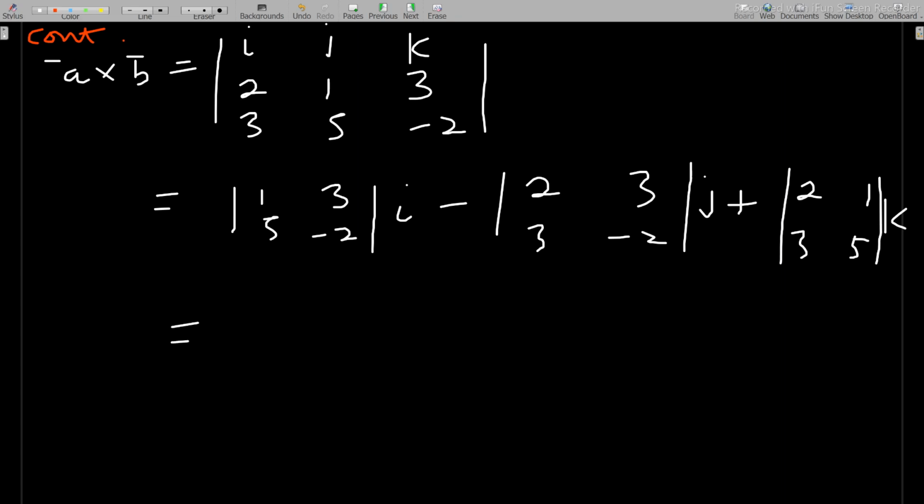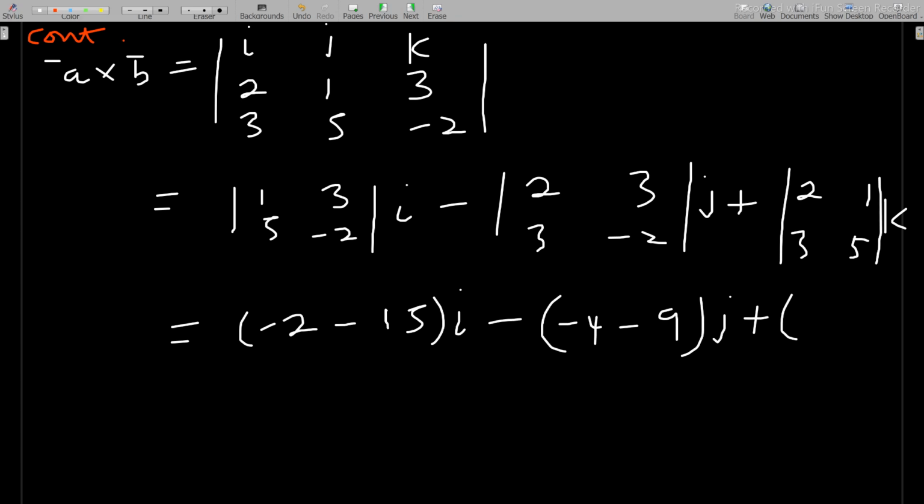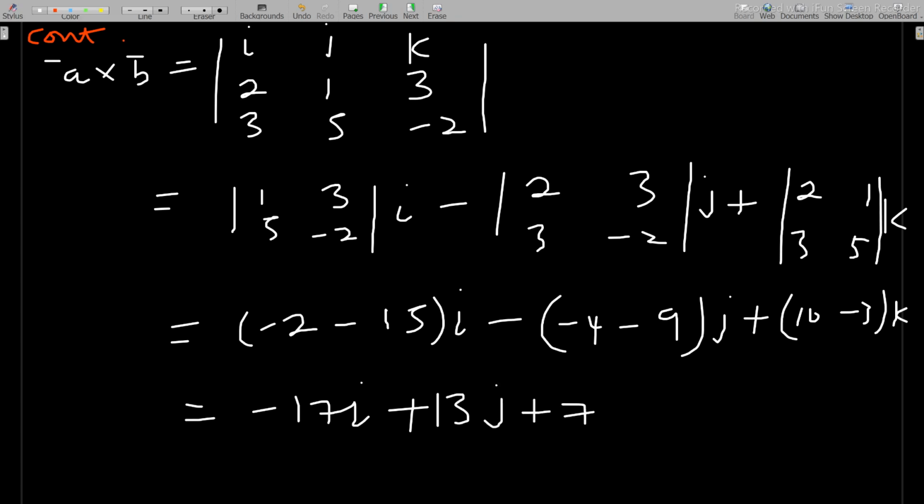This will be equal to this multiplied by that minus this times that. So simply negative 2 minus 3 times 5, which is 15, i, then minus negative 4 minus 9, j, then plus 10 minus 3, k. This will be negative 17i plus 13j plus 7k.